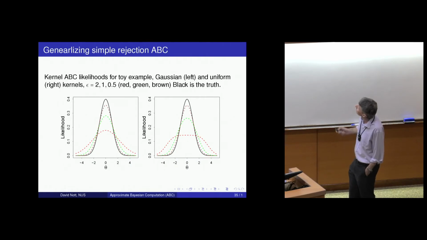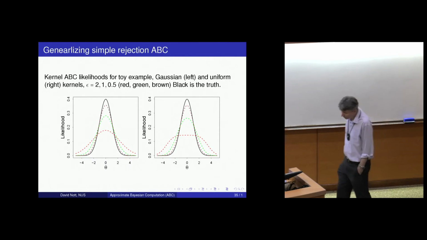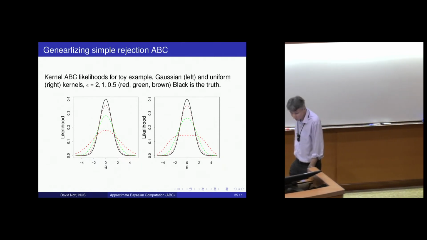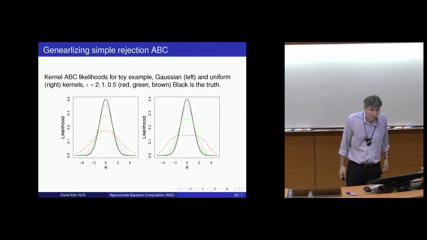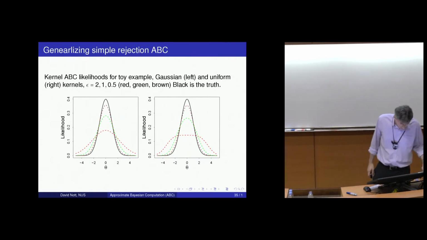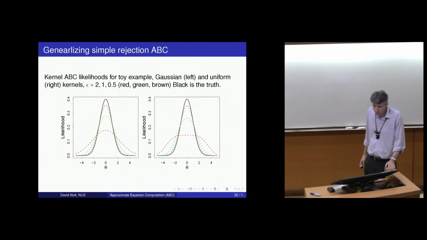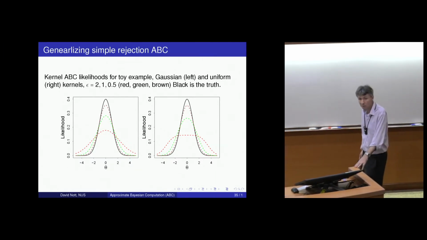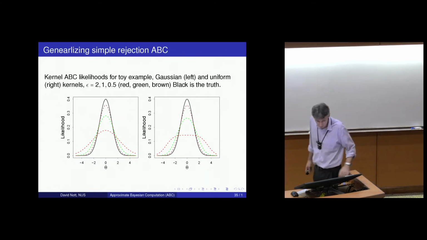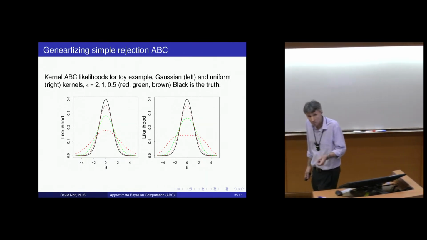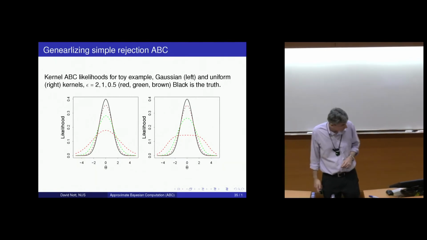Okay, so red is the largest bandwidth, then green is smaller, brown is smaller. Okay, and particularly when you get to small bandwidths, you notice that the approximations for different kernels are pretty similar. And this is similar to people's experience with kernel density estimation. The form of the kernel doesn't matter so much, but the choice of the bandwidth or the tolerance here is very important.